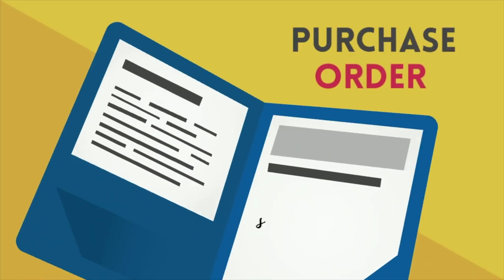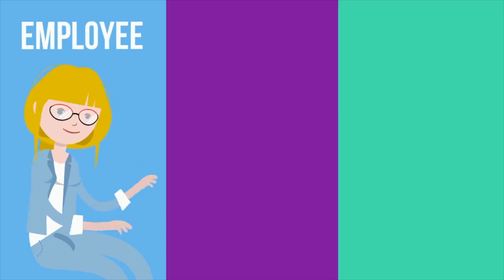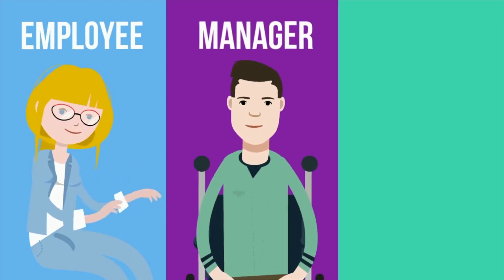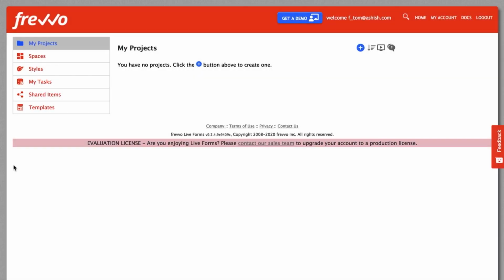In this video, we'll show you how to create a three-step approval workflow. It'll create a new purchase order and route it from an employee to their manager for approval and on to finance for processing. Log in to your frevvo cloud account.